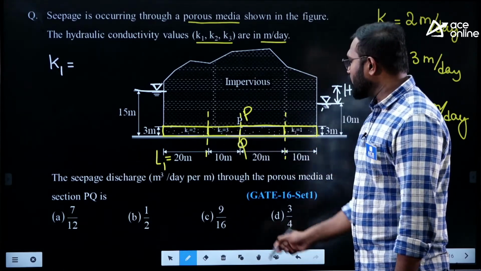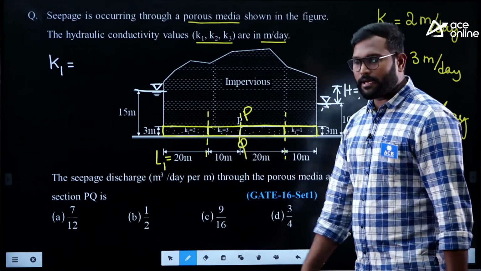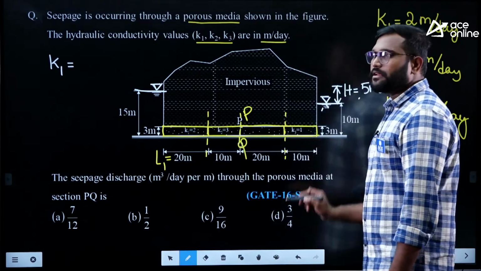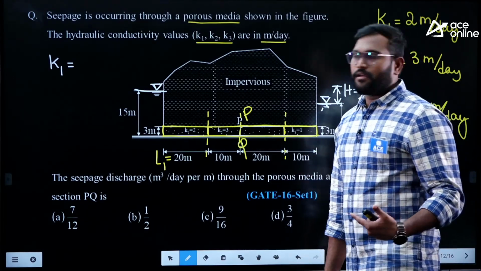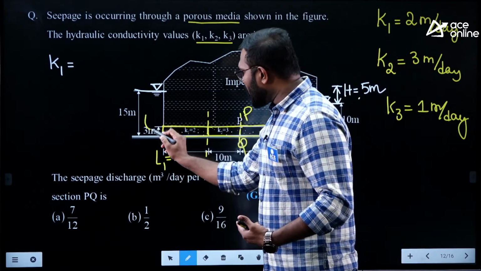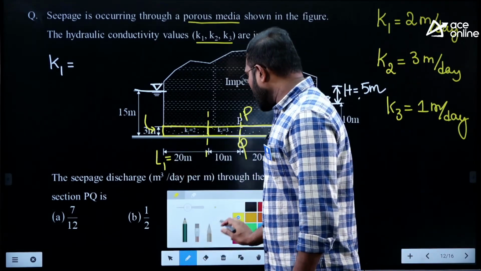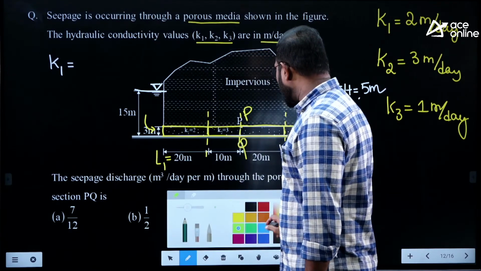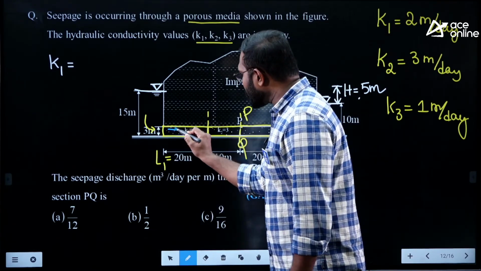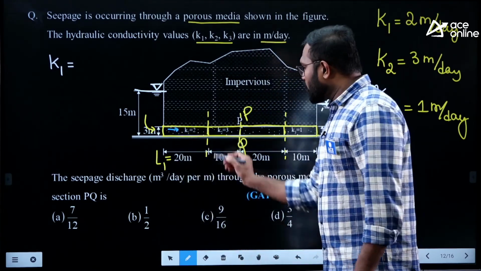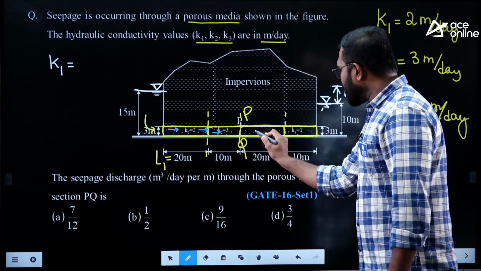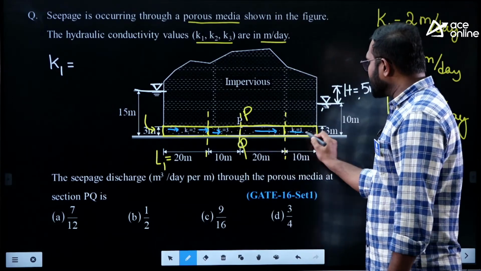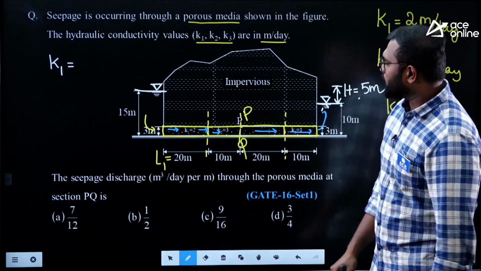And what is the length of soil 2? 10 plus 20, 30 meters. And soil 3, 10 meters. These soils are next to each other, right? When the flow is going to happen, the flow has to come over here and the entire water has to travel through soil 1 first. Then the same water will pass through soil 2. Then the same water will go through soil 3 also, and finally it comes over here.